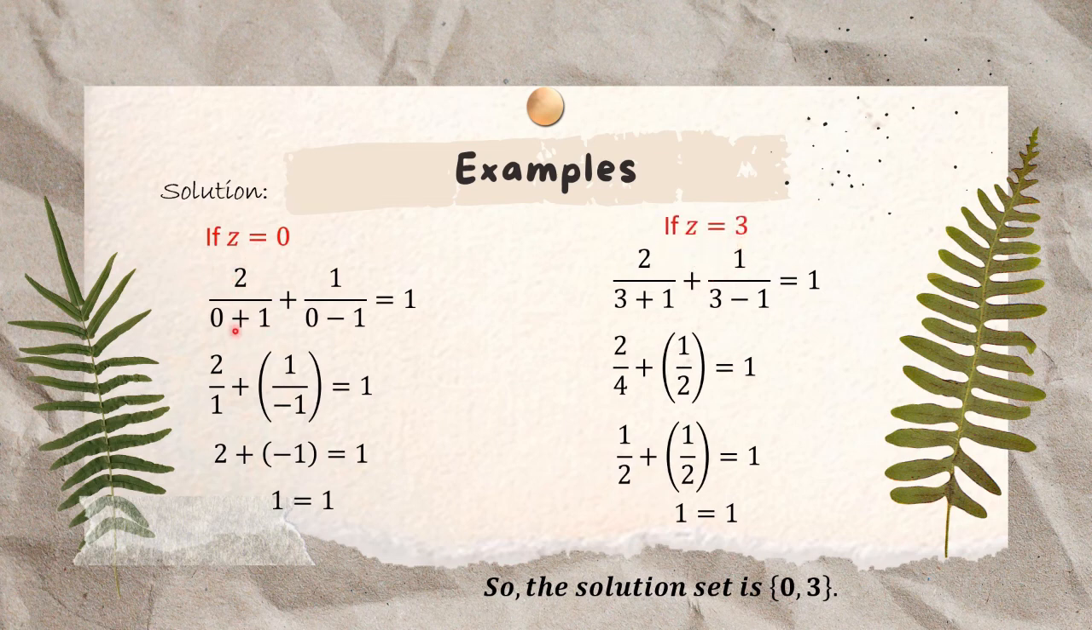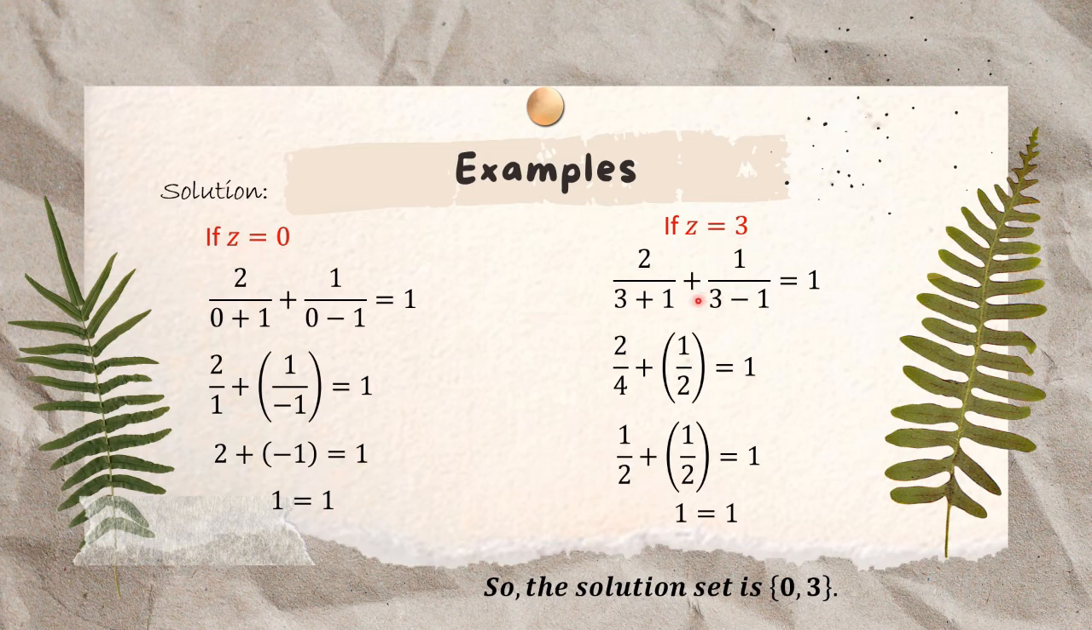Following the steps, we substitute z is equal to 0 to the equation. So, it becomes 0. 0 plus 1 is 1. 0 minus 1 is equal to negative 1. Then, simplifying, we have 2 divided by 1 is 2. 1 divided by negative 1 is negative 1. Then 2 plus negative 1 is equal to 1, which is equal to 1 at the right side. So, true if z is 0.